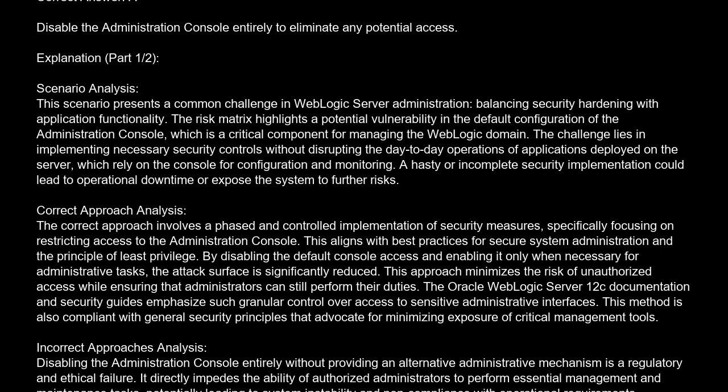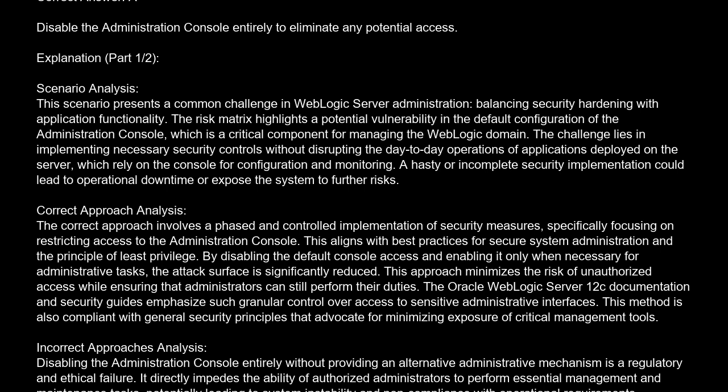The risk matrix highlights a potential vulnerability in the default configuration of the administration console, which is a critical component for managing the WebLogic domain. The challenge lies in implementing necessary security controls without disrupting the day-to-day operations of applications deployed on the server, which rely on the console for configuration and monitoring. A hasty or incomplete security implementation could lead to operational downtime or expose the system to further risks.